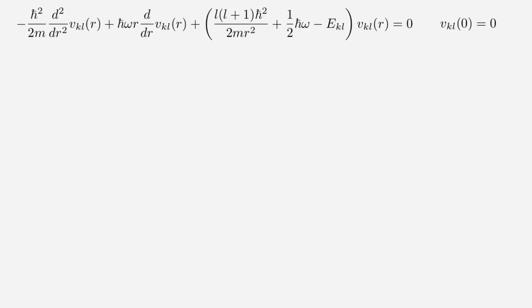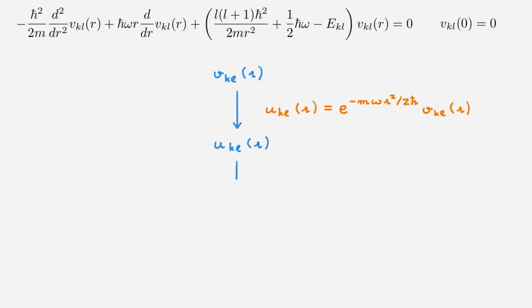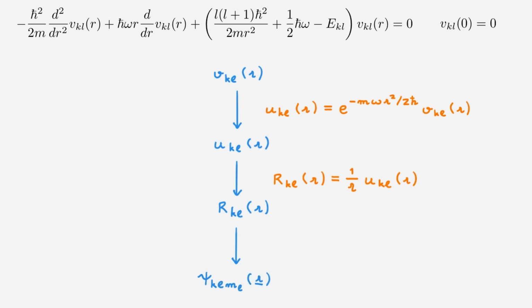This is a good moment to recap. Solving this equation will allow us to determine v. Once we've got v, we will be able to calculate u using this relation between the two. And once we've got u, we will be able to get the original radial function r using this relation between the two. Finally, once we've got the radial function, we will be able to build the full eigenfunction psi, and this will be accomplished by multiplying r with the corresponding spherical harmonics.